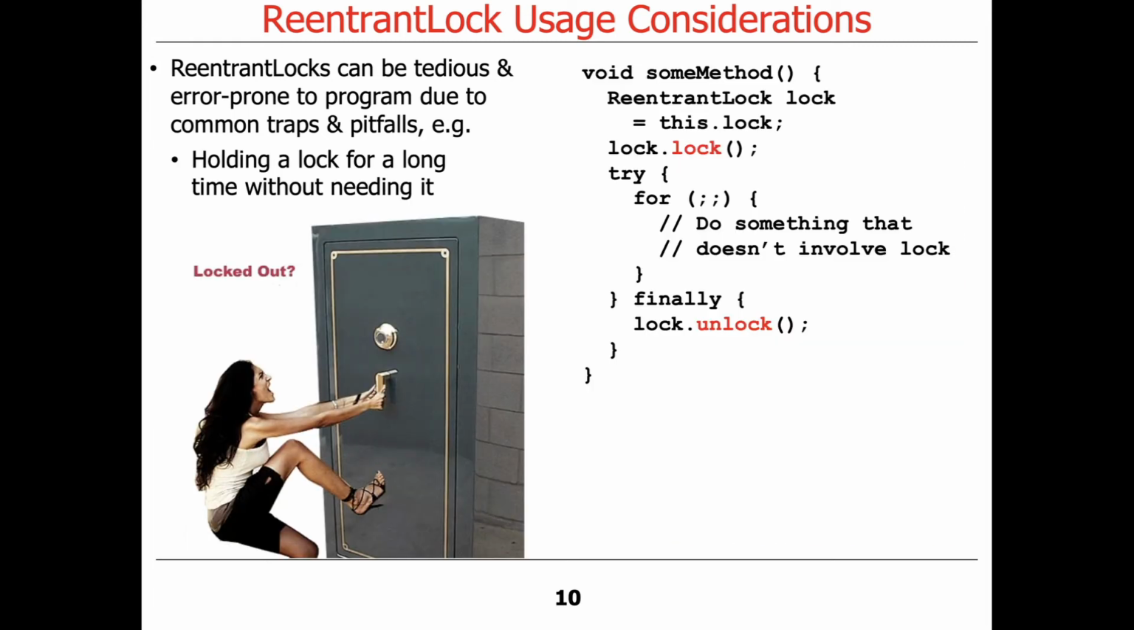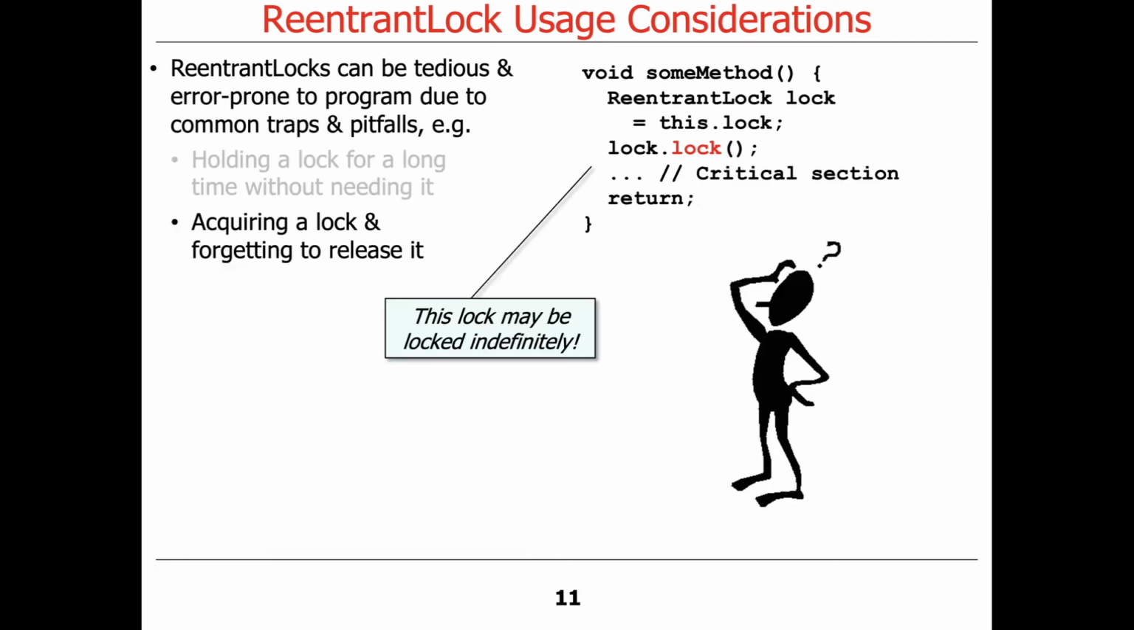So much like with semaphores, if you hold a lock for a long time without needing it, then you're locking other threads out from getting anything useful done. So here we have some code where we acquire the lock, we do a bunch of things that don't involve the lock, and we unlock the lock. Well, since we were doing a bunch of stuff that didn't require the lock, we've frozen everybody else out during that duration.